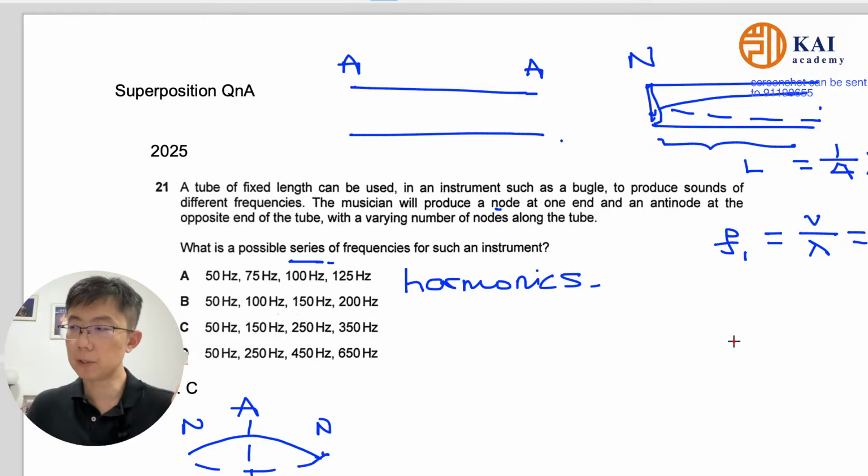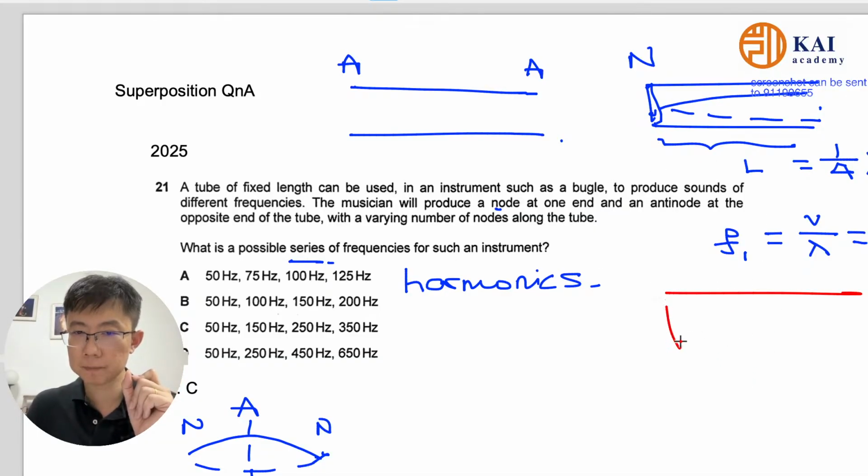Second mode of vibration: you must still maintain the boundary condition. So I use a different color. The length of the pipe hasn't changed. So this is A, this is N. You add one more node and one more antinode inside.